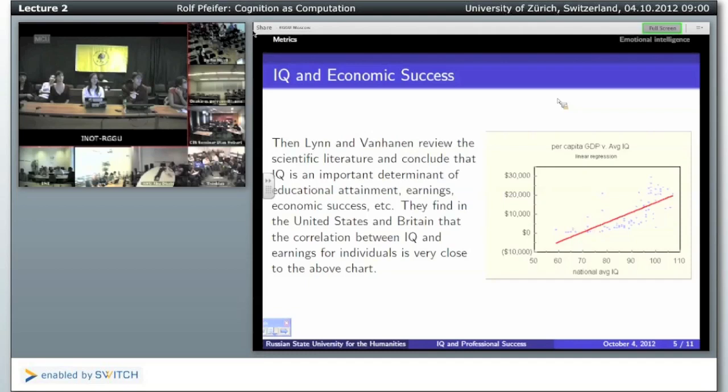What about IQ and economic success? After Murray, Lynn and Vanhanen review the scientific literature and conclude that IQ is an important determinant of educational attainment, earnings, economic success, etc. They find in the United States and Britain that the correlation between IQ and earnings for individuals is very close to the above chart.